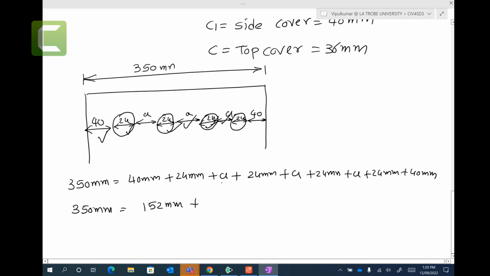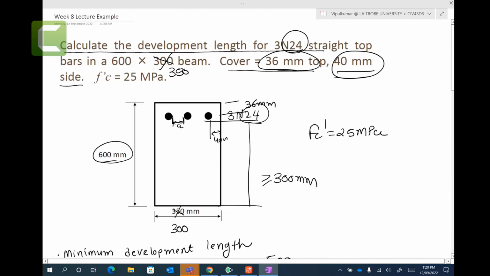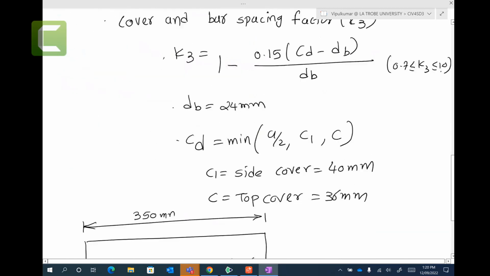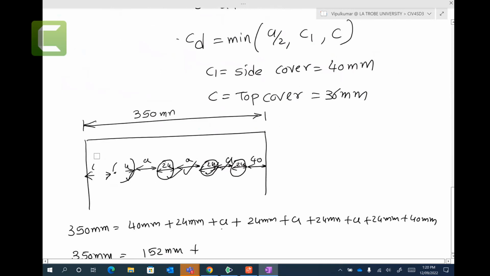Is it how many bars we got? 4 or 3? Sorry, I think we just make it 4 bars. We don't have 4 bars, we have 3 bars. So let's draw it up again. 1, 2, and 3 bars. That's okay. 40, 24, A, 24, A, 24, and 40.